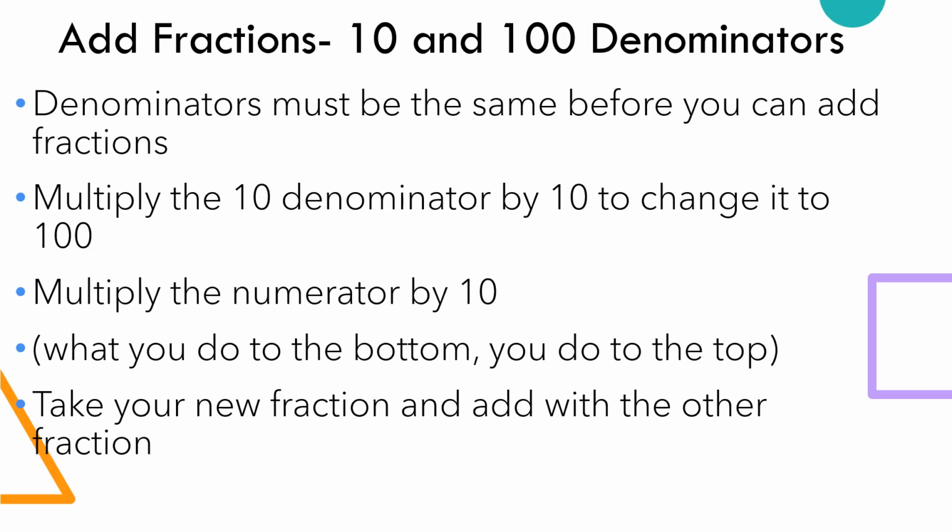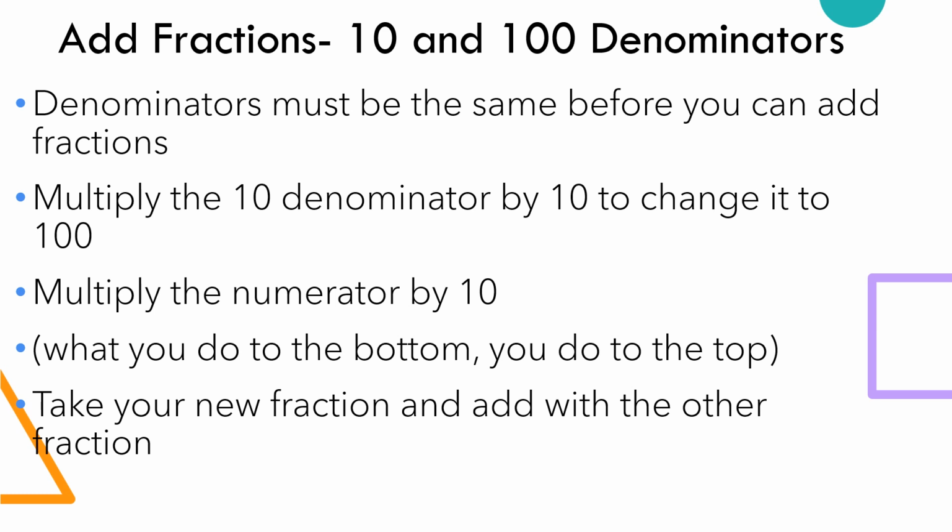Add fractions when your denominator is 10 and 100. You know that denominators must be the same before you can add fractions. So to make 10 become 100, we're going to multiply that denominator that has a 10 by 10, because we know 10 times 10 equals 100.